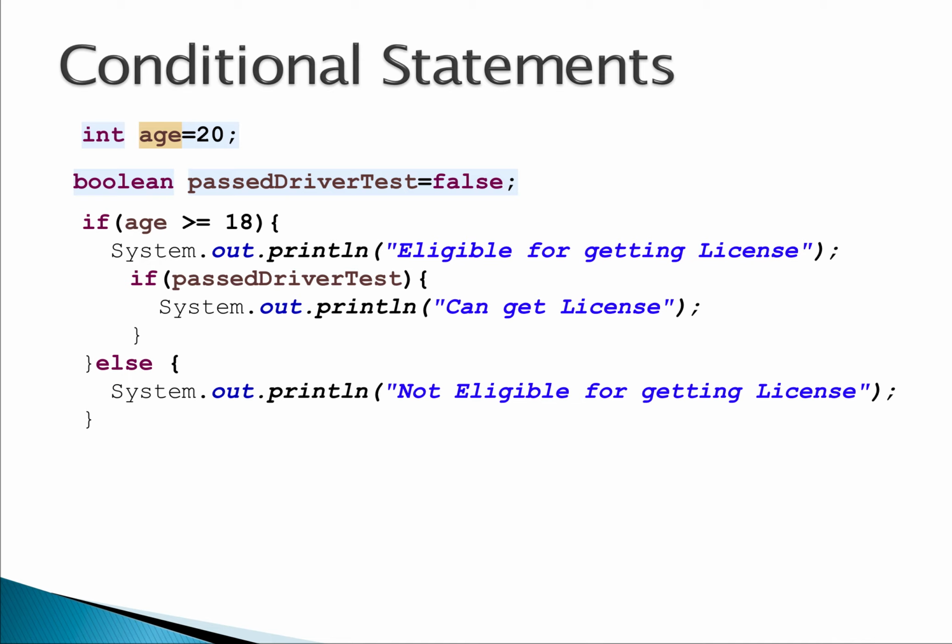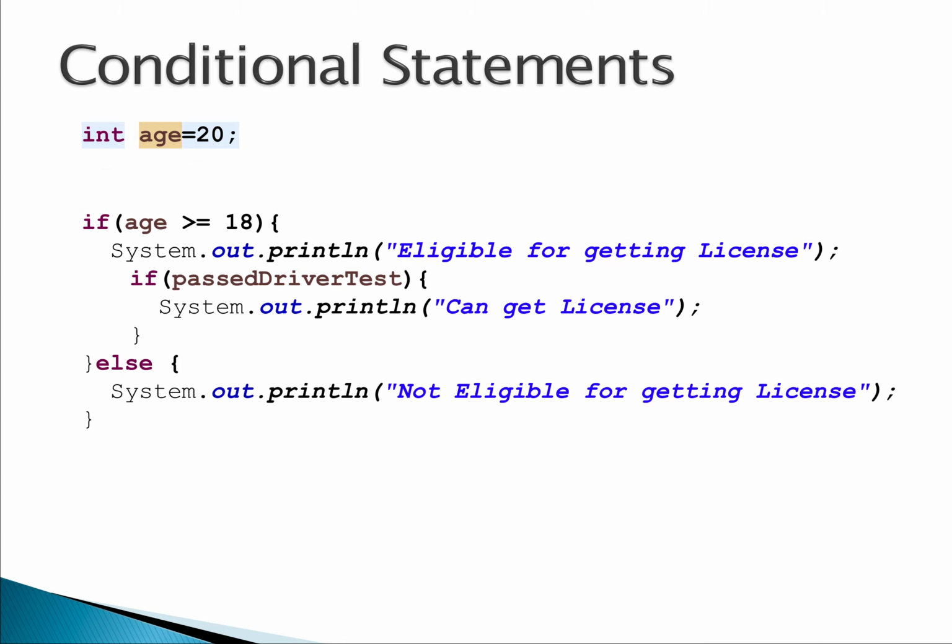Once it prints the eligible for getting a license, the next code is to check for passed driver test. So it is checking if passed driver test. As you know, from the input, the passed driver test is false in this case. Since it is false, it is not going to execute that if block, which is containing system.out.println can get license. So in this scenario, what is going to get printed is eligible for getting license.